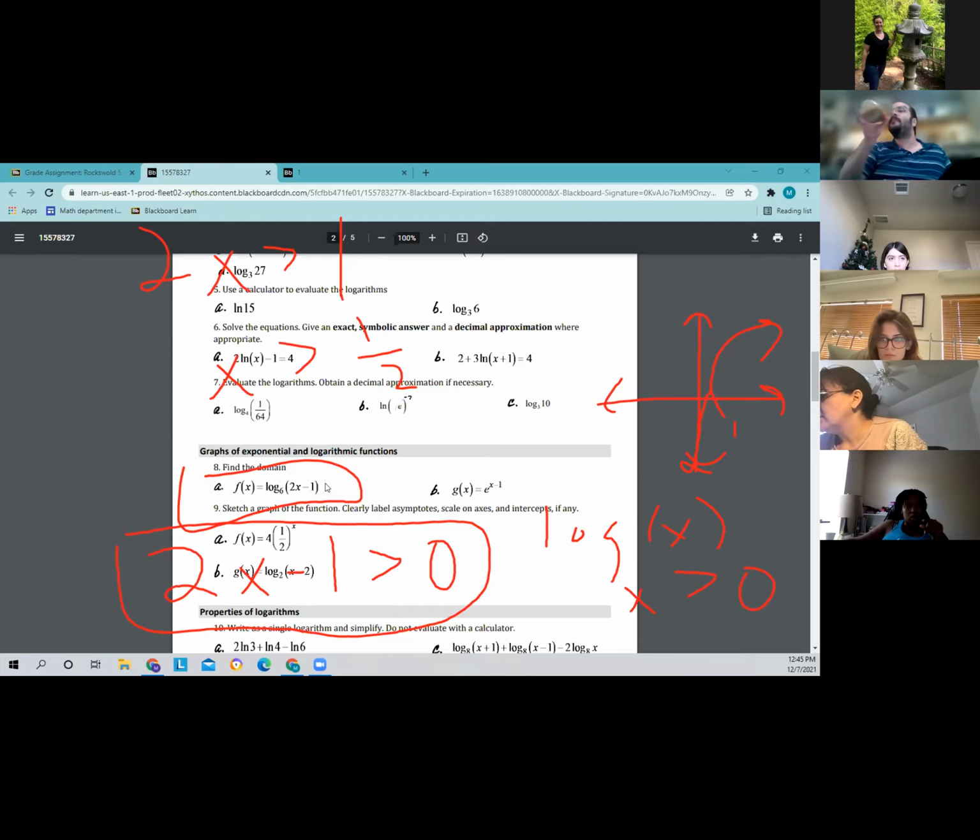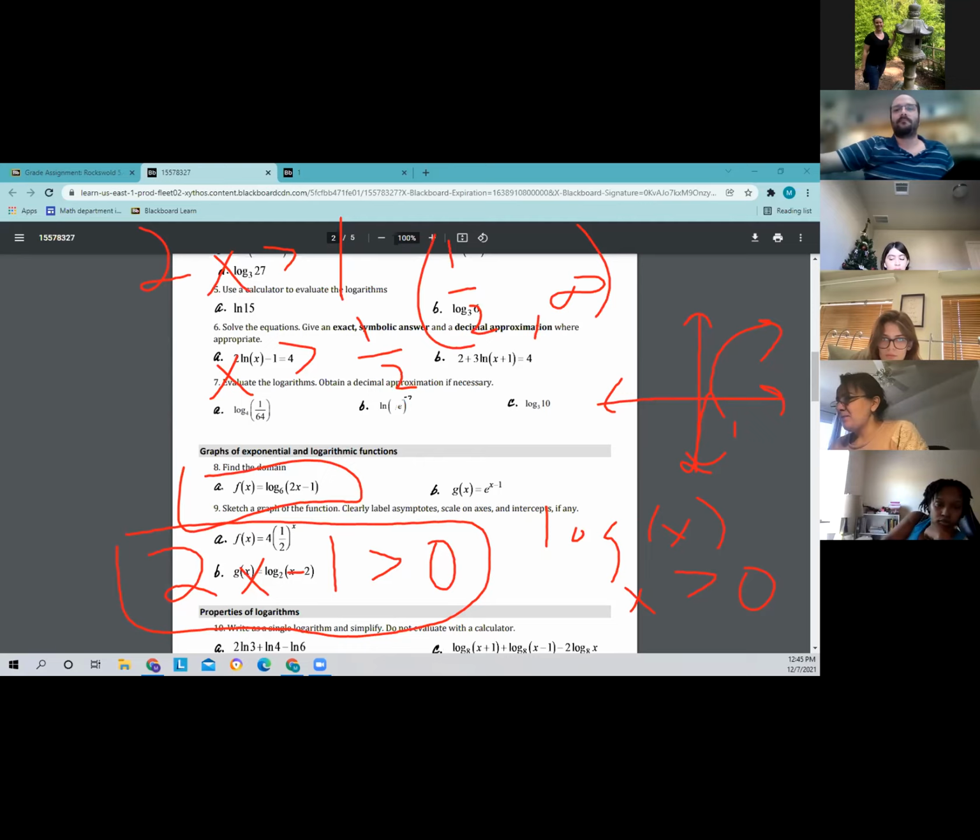And then your domain is 1/2 to plus infinity. In interval notation, it'd be a half with a soft bracket off to infinity. This bracket confused me each time. Yes, it's a parenthesis, because it's greater than, not greater than or equal to. The square root you can do equals, right? But the log you can't. I think that's the difference.